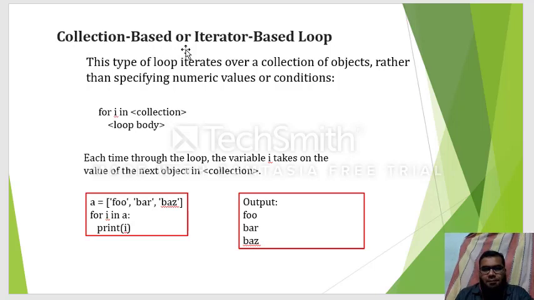Okay, next one is definite iteration. Definite iteration, or we can also call it a collection-based or iterator-based loop. Generally, a for loop is used to iterate numerical values in other programming languages. Suppose there is an array which contains 10 values. To print the contents of the array, we use a for loop, like I said earlier. But here in Python, we most often work on different objects such as lists, tuples, sets, and dictionaries.